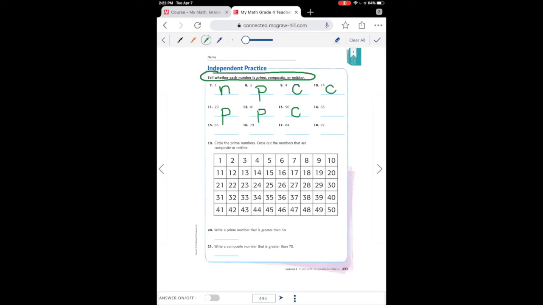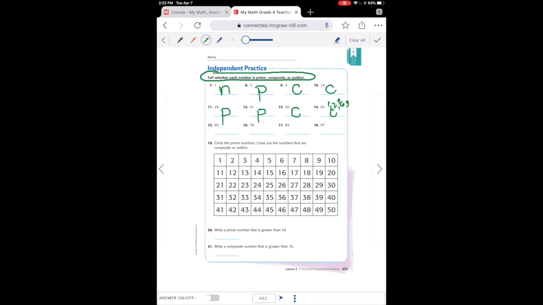The factors of 63 are 1, 63, 7, and 9. 7 and 9 work together to multiply to get 63. So, since it has more than 2 factors, it is a composite number.